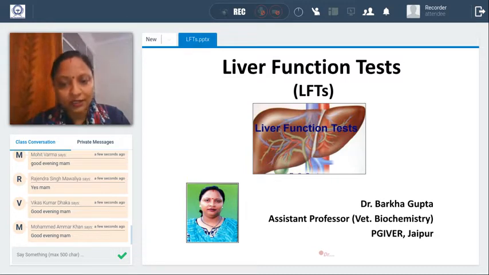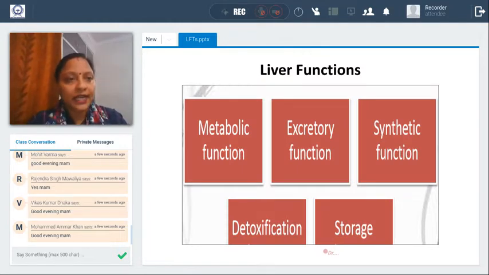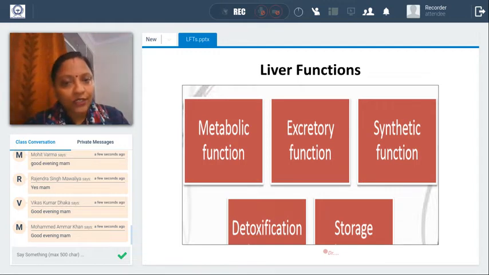You all know liver is the largest gland of our body and animal's body. So this is a central body for the various functions like metabolic functions, excretory functions, synthetic functions, very important detoxification and storage purpose. These are the major functions of liver. It is the central part of the body which regulates all of these.